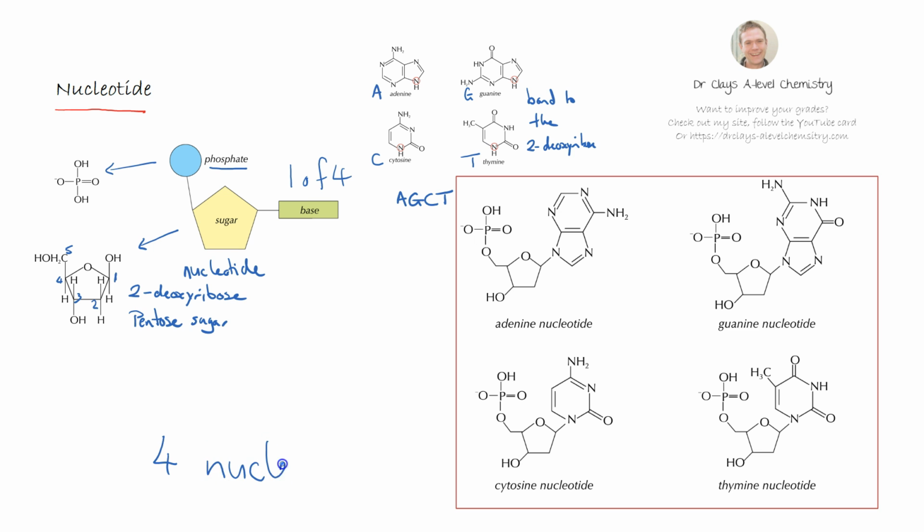And each of those are slightly different, and the only difference in each one is the top right hand unit here, the base, which you can see is always attached to the same carbon on each of the pentose sugars here. And we can see that the base unit, that is that bit in the top right hand corner, is attached by the nitrogen that we highlighted in the base before. Again, we get the adenine nucleotide, the guanine nucleotide, the cytosine nucleotide, and the thymine nucleotide.